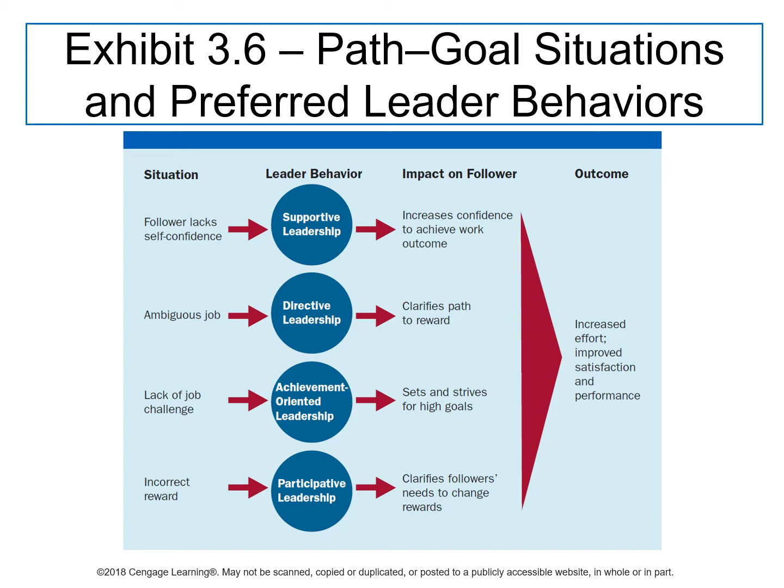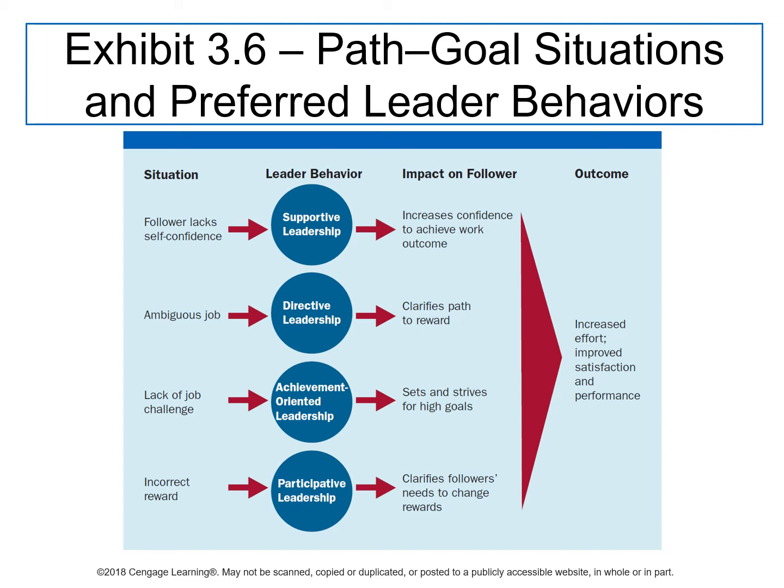So when you look at the diagram on this slide, you'll see the different leader behaviors that are attached to specific situations and the impact on the followers that that leadership behavior has in order to produce positive outcomes. So in the situation where a follower lacks self-confidence or experience, it's helpful to use a supportive leadership behavior style because this will increase confidence to achieve the work outcome, which then increases effort, improves satisfaction, and increases performance.